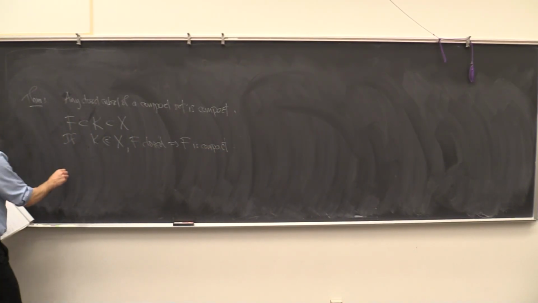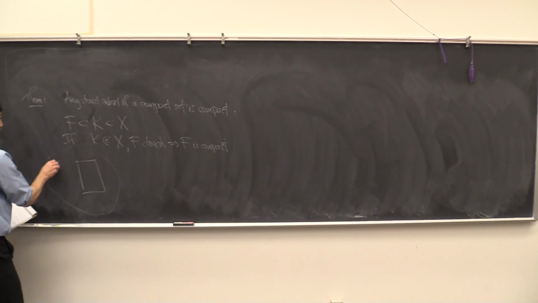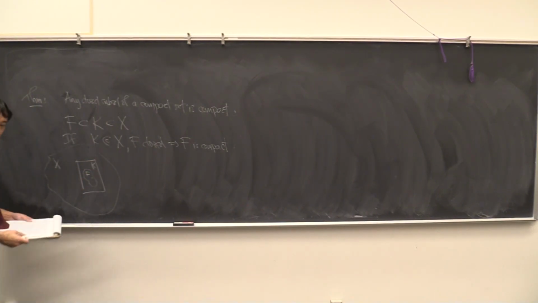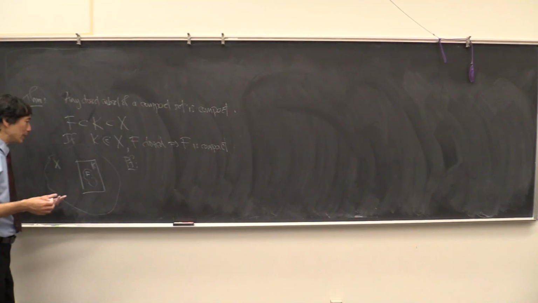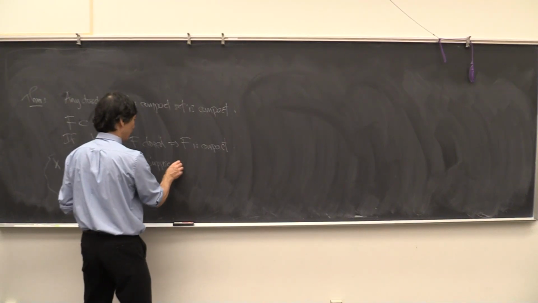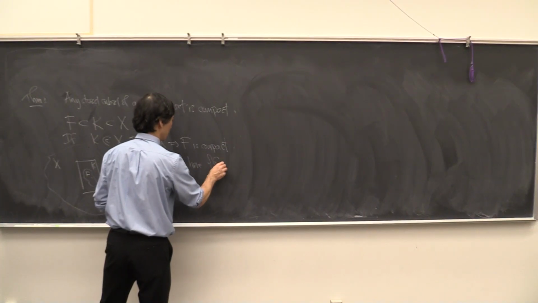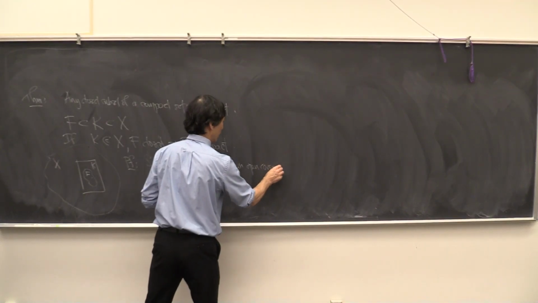Okay, so we have our compact set. We have our ambient space X, right? And inside of X, we have, inside of K, excuse me, we have some closed set F. We want to show that that guy is compact. Okay, and the proof goes like this. You say, well, suppose you have an open cover, G alpha, an open cover of F.